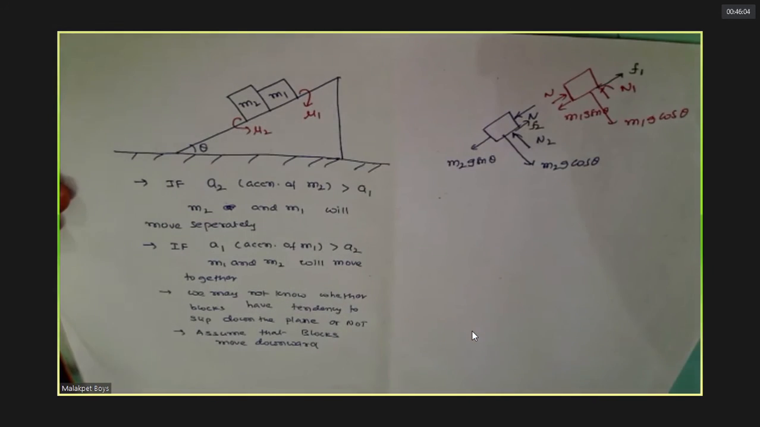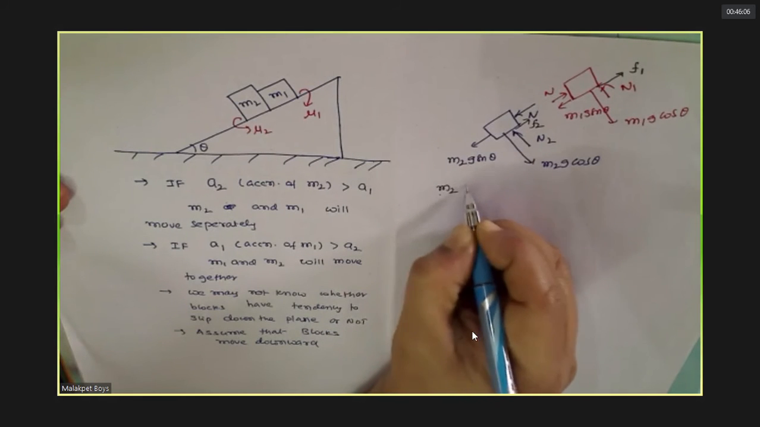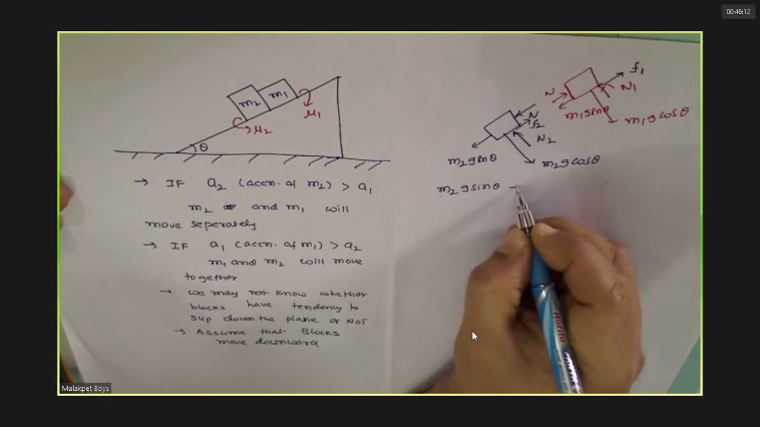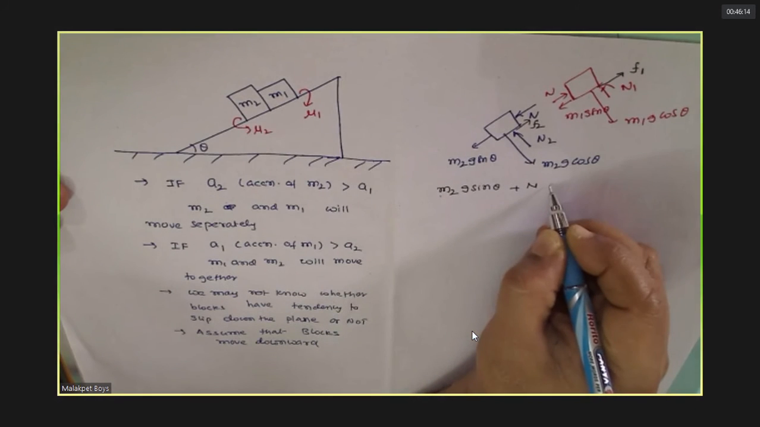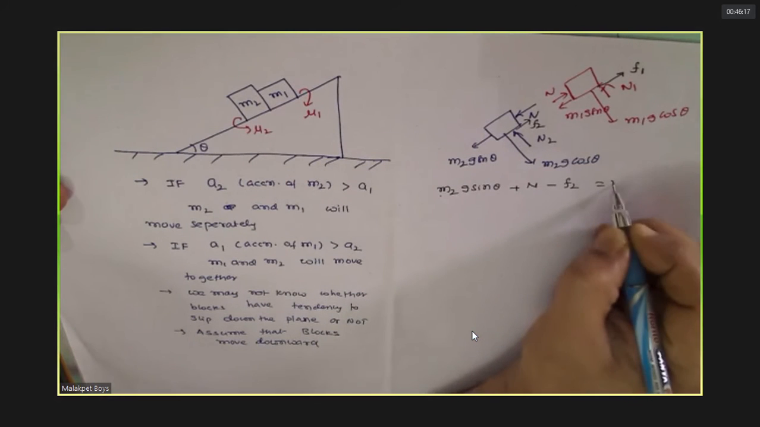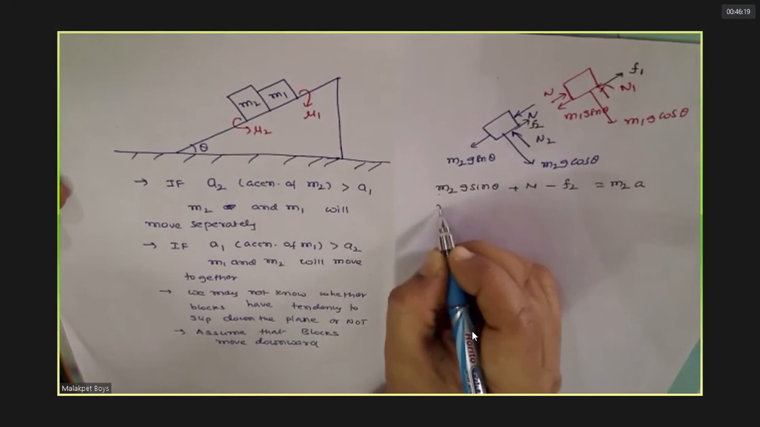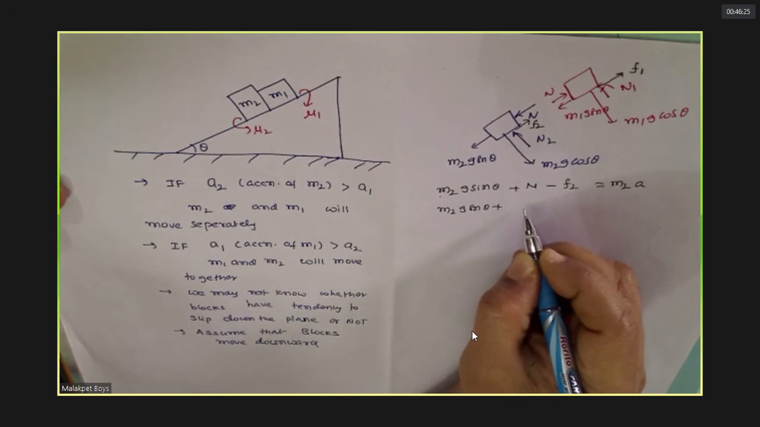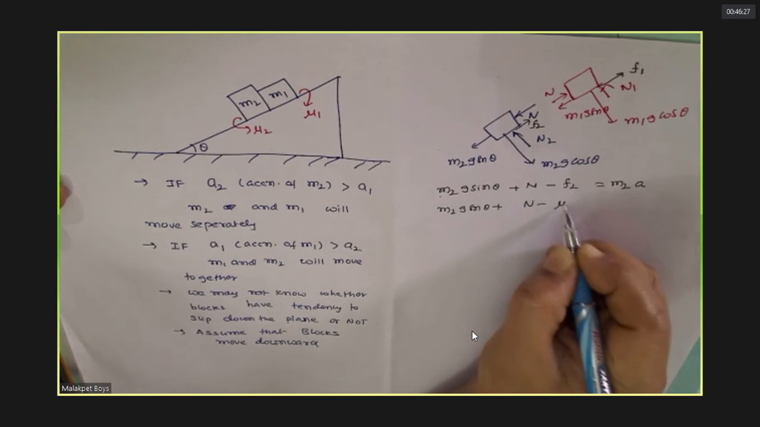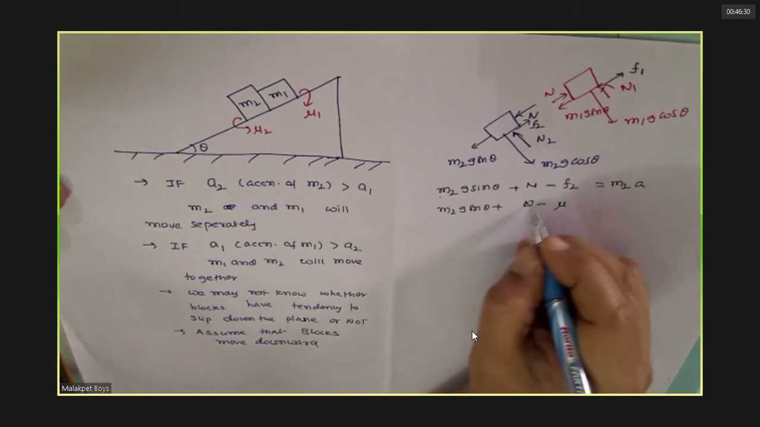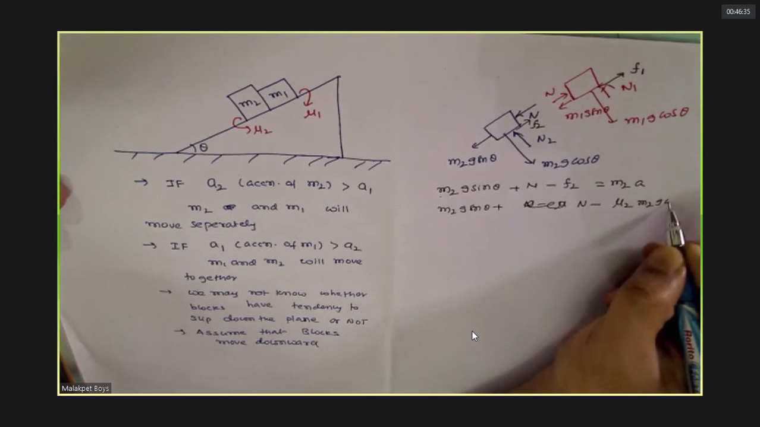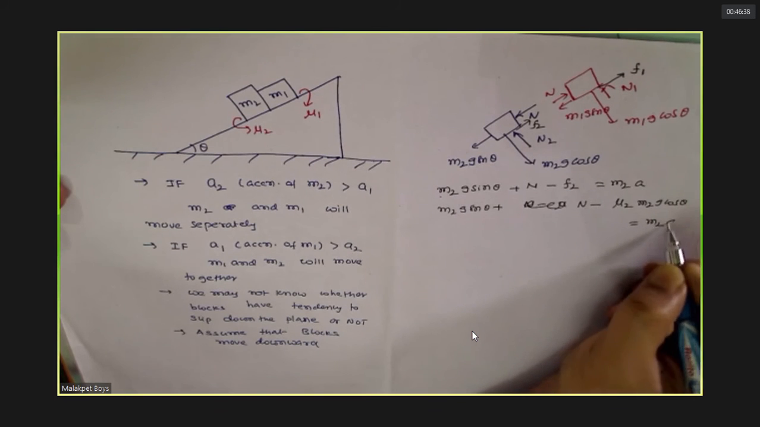Now as the blocks have tendency to move down, what we assume, you can frame the equations. M2G sin theta plus normal reaction minus F2. That means M2G sin theta plus normal reaction minus mu2 M2G cos theta equals M2A.